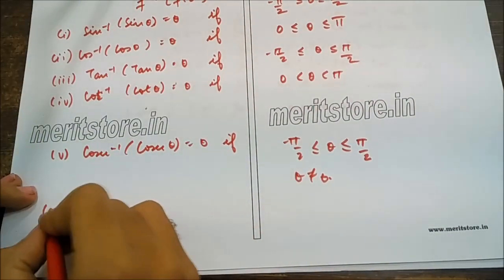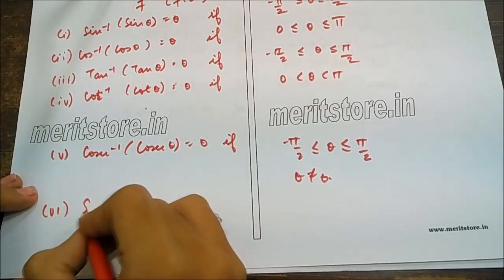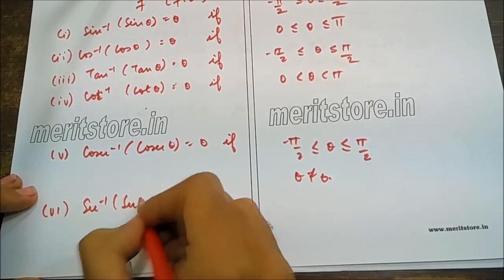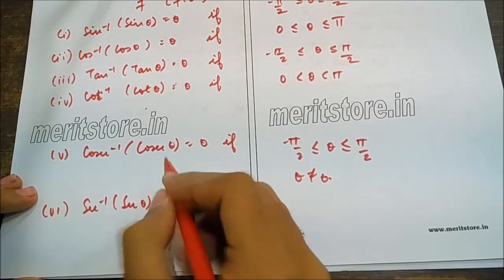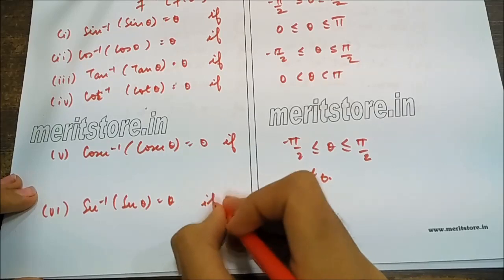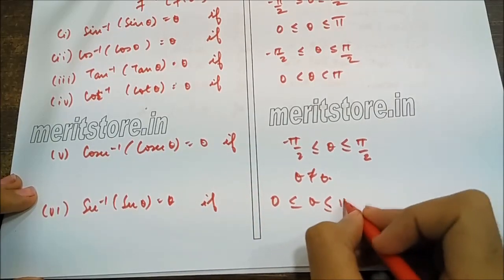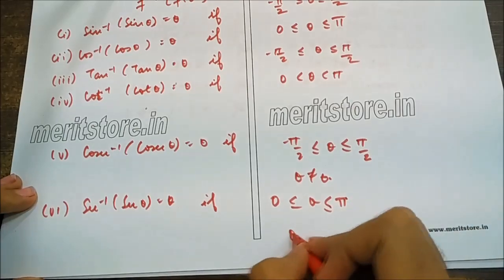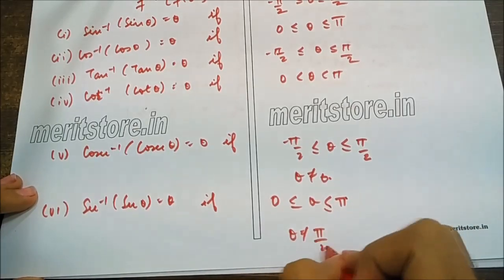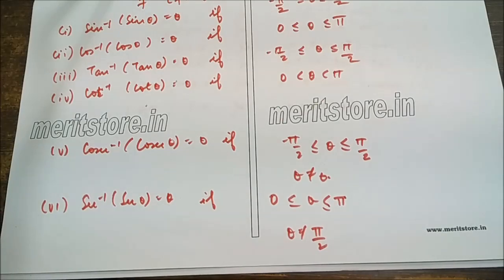The last one is sec inverse sec theta is equal to theta if theta ranges from 0 till pi and theta is not equal to pi by 2. So these both are the self-adjusting properties in two different formats.